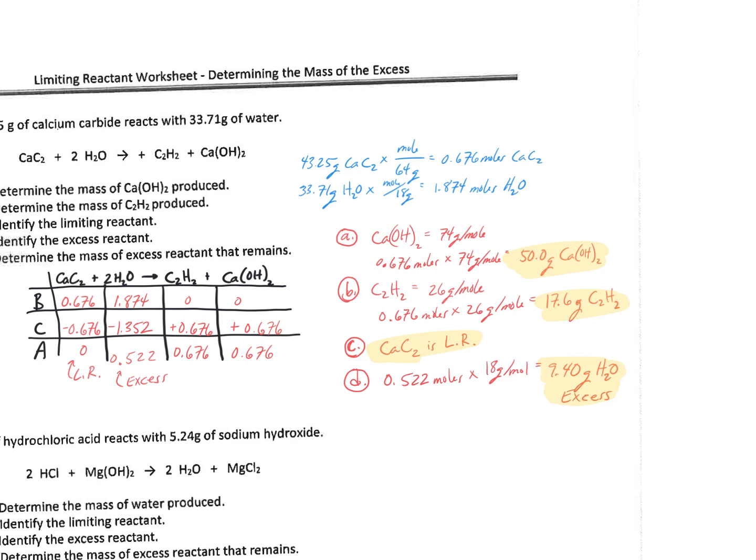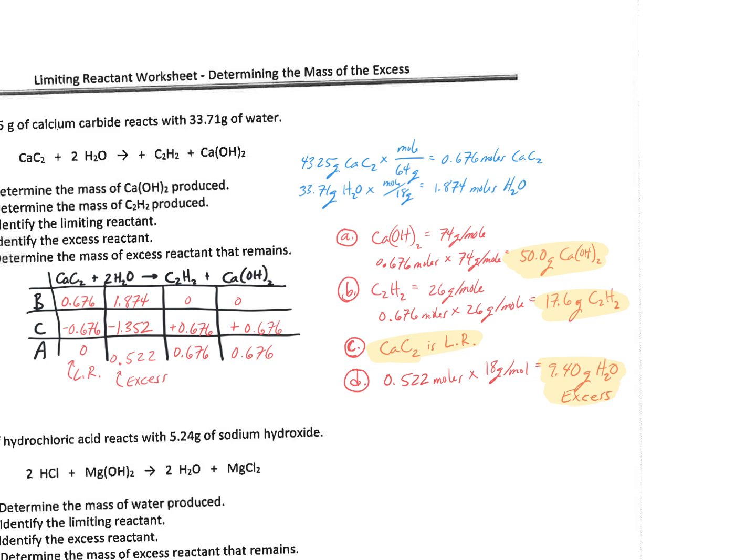We used the BCA table to find the limiting reactant. We found the excess in moles. We found the number of moles of acetylene that we can make. And we found the number of moles of calcium hydroxide that we could make. And all I did here was convert everything to grams. So it's going to be 50 grams of calcium hydroxide, 17.6 grams of acetylene, and 9.4 grams of excess water. So that is everything that we need to do there.